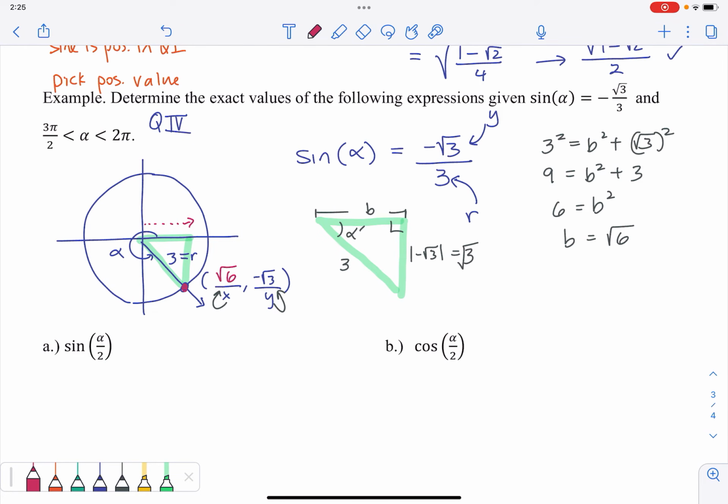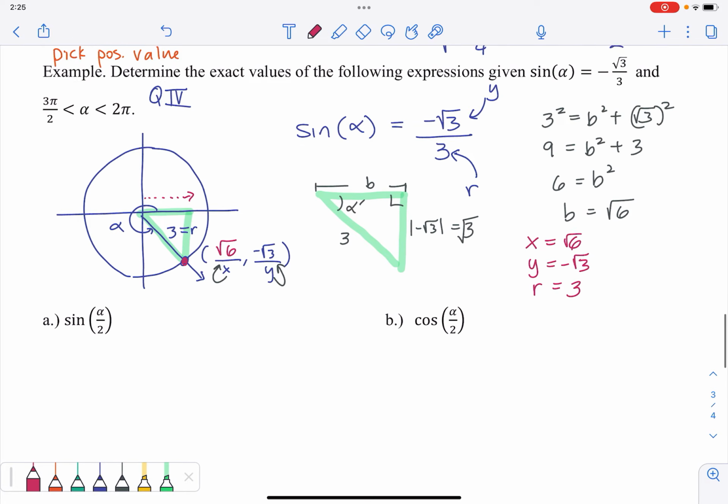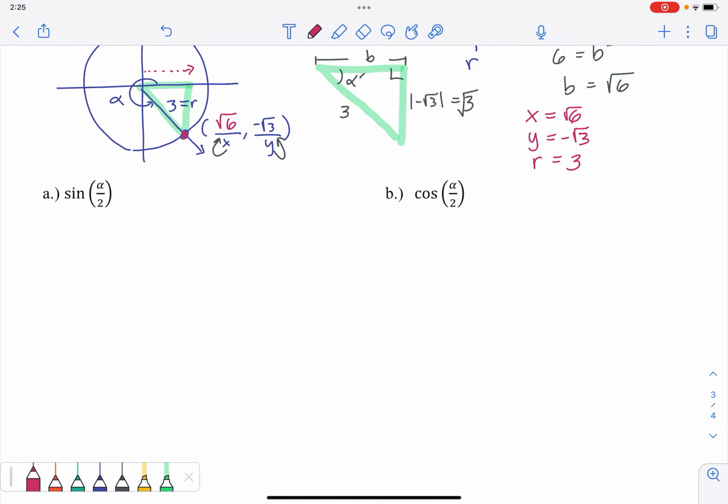So now I have an x value, a y value, and an r value. But sometimes they get lost, so you can always rewrite them. You ask, what did I find? I found that x was root 6, y was negative root 3, and r was 3. Now I can find the values of these two expressions: sine of alpha over 2 and cosine of alpha over 2.